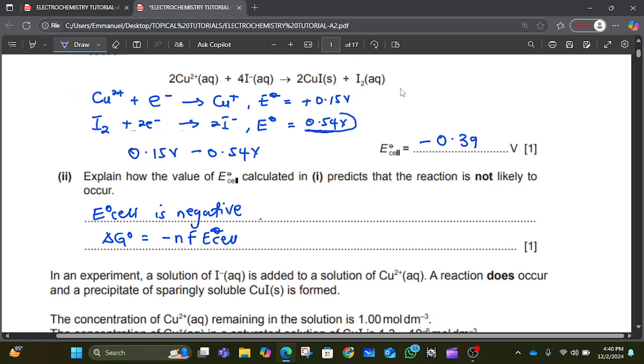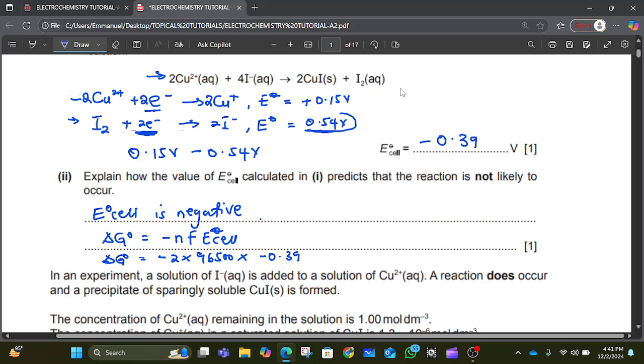The number of electrons transferred in this equation is 2, because to add these two half cells together, the number of electrons must be the same. So we have to multiply this equation by 2. If you check the two equations, you can see that the maximum number of electrons you can find in the two equations is 2. And so that means that our n is 2. So that will be negative 2 times the Faraday's constant, 96,500, times the E naught of cell that we calculated, which is negative 0.39 volts.